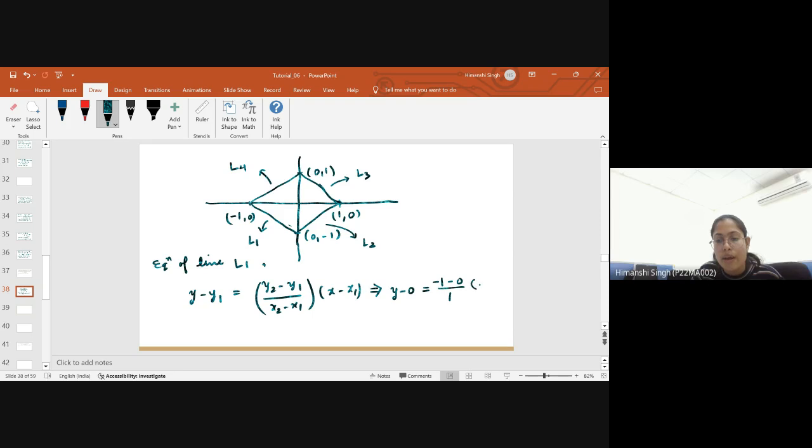So into x minus x1, that is minus 1, so it will be plus 1. So it is y is equal to minus x minus 1. So this will be the equation of this line L1. Similarly, we'll find out the equation of line L2.